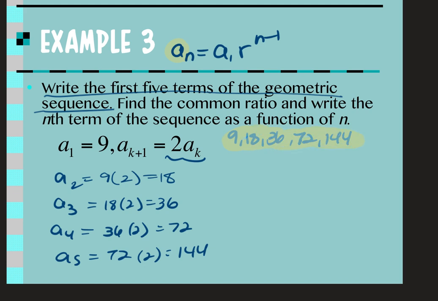Then it says find the common ratio. So we said it already. What was R? 2. Good. It's what we multiplied each time by. And then, so that's the second part. And then the third part says write the nth term of the sequence as a function of n. So an would equal my first term, which was 9, times 2 to the n minus 1.